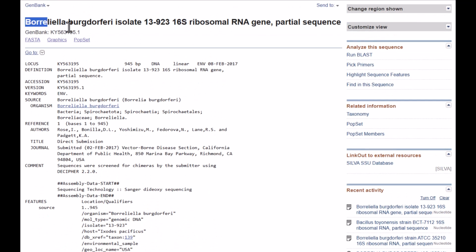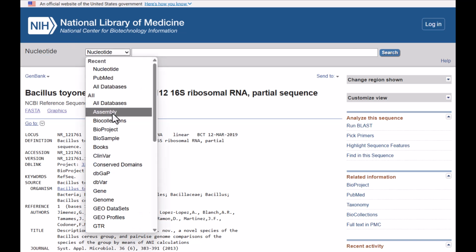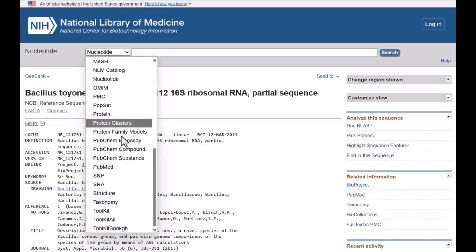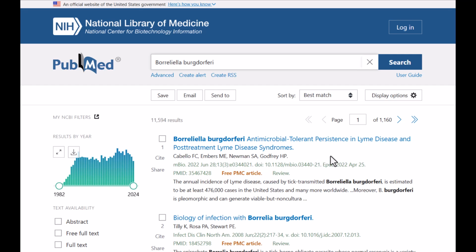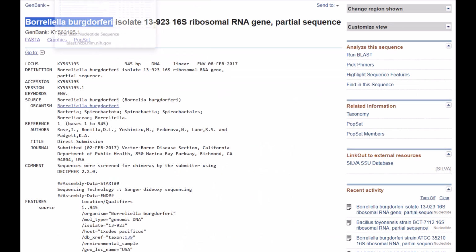But we can just use that information and go to our database. We go to PubMed. Let's see, PubMed, and Borrelia burgdorferi, what does it say? Lyme disease. It is the causative agent of Lyme disease. All right. So we figured out what the insect is in whose gut it was found. It was a tick. All right, let's go back to our results.